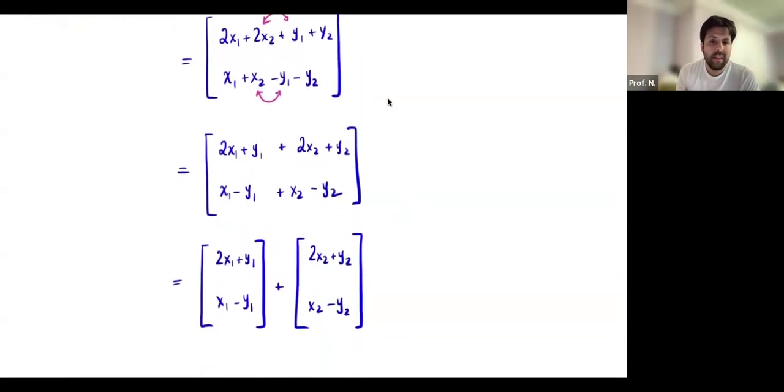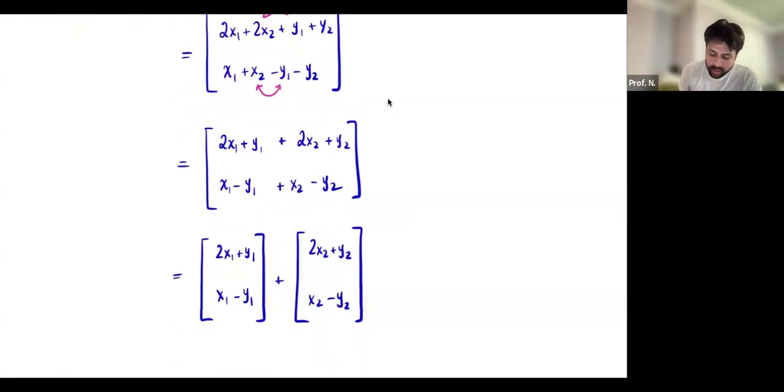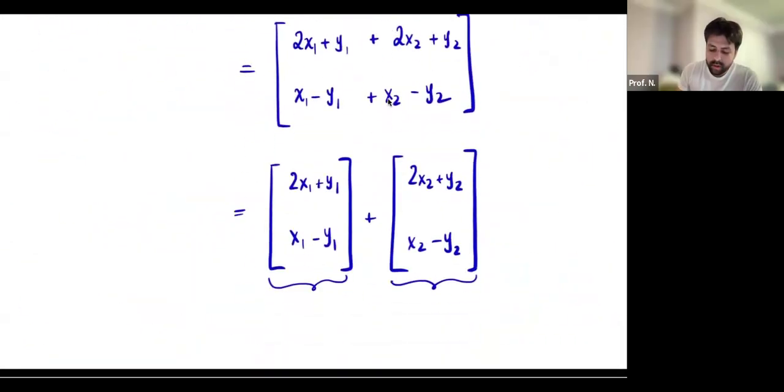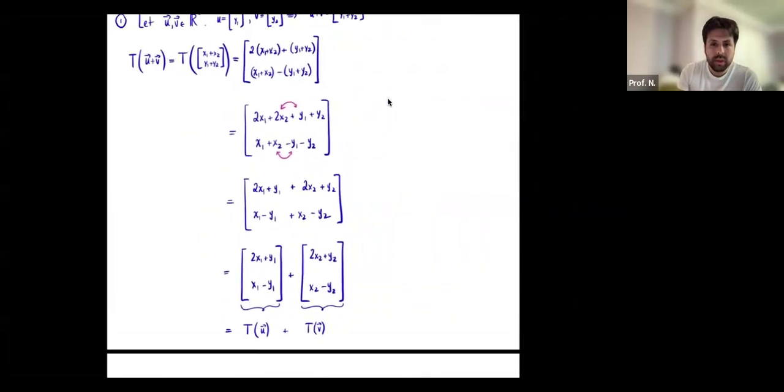And then what do you say after that? Well, what is this? And what is this? This is the image of u, and this is the image of v. So I just showed in this algebraic long-winded process that T of u plus v is indeed T of u plus T of v.